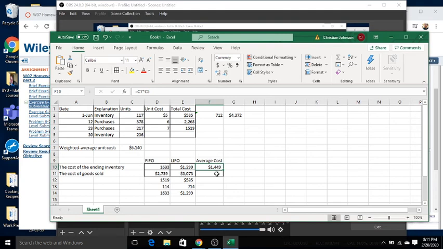And then to get the cost of goods sold, we just simply subtract this from the total costs. And that is our answer right there.